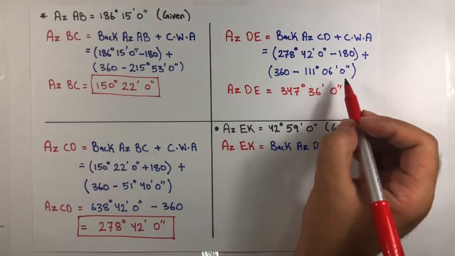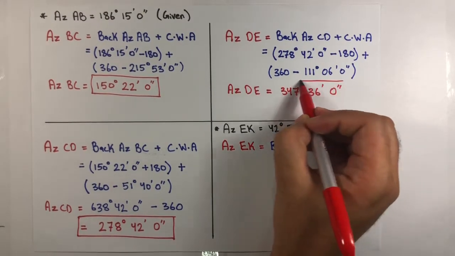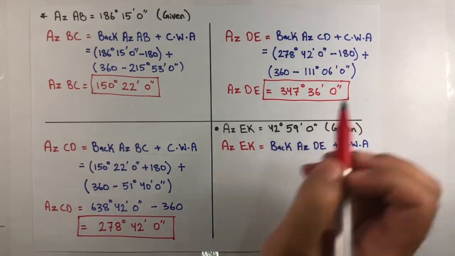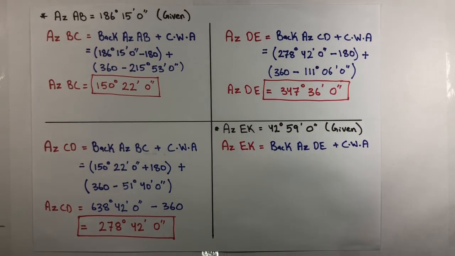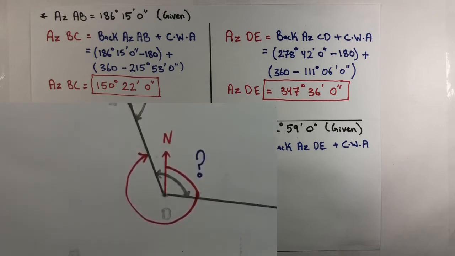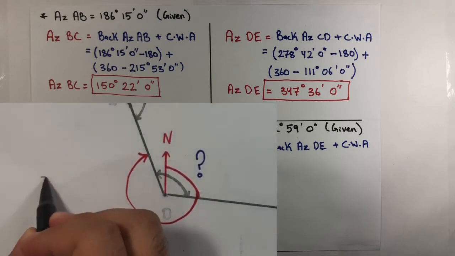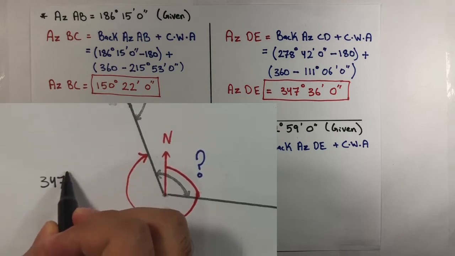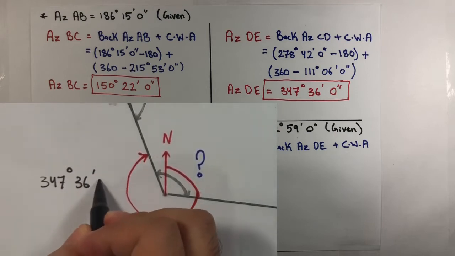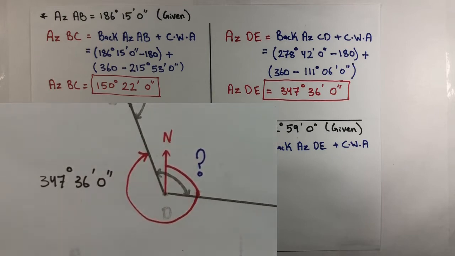So we are done with our unknowns now, but we have to do this last step just to make sure that everything is going right. Let's note this azimuth in our summary sheet. This is our summary sheet. Let's zoom in here and note our angle 347 degrees, 36 minutes and 0 seconds. Okay, we'll zoom out again.